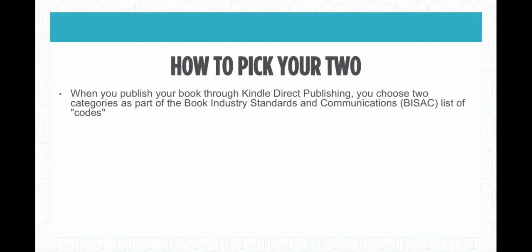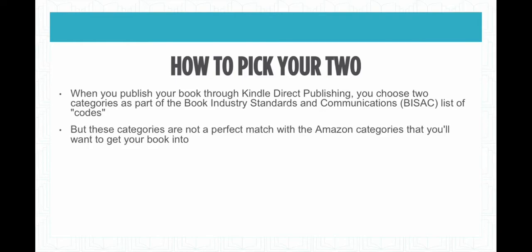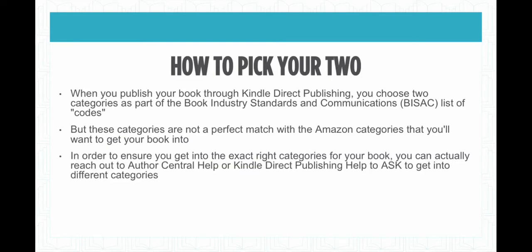When you publish your book through KDP, you choose 2 categories. It's part of the BISAC, Book Industry Standards and Communications, list of codes. But these categories aren't really a perfect match with Amazon's categories, so you'll pick them and then see what categories you got added to. But in order to make sure you get into the exact right categories for your book, you can reach out to Author Central or Kindle Direct Publishing, and you can ask to get into different categories.